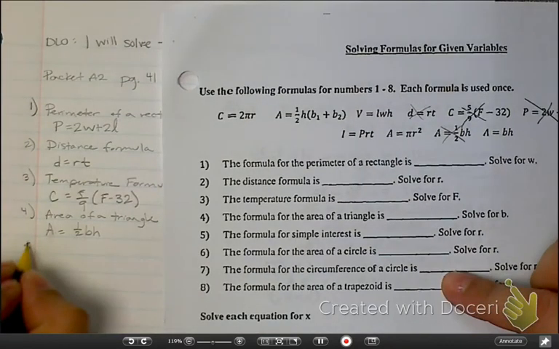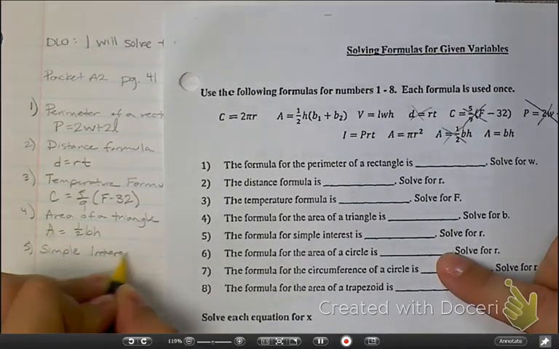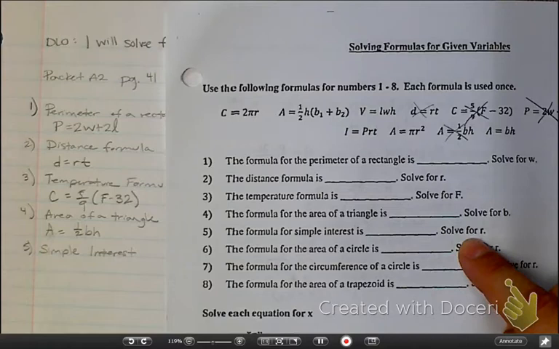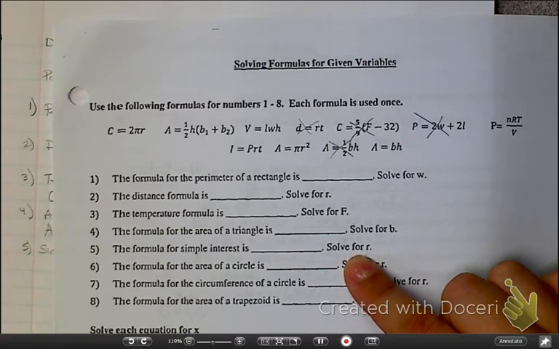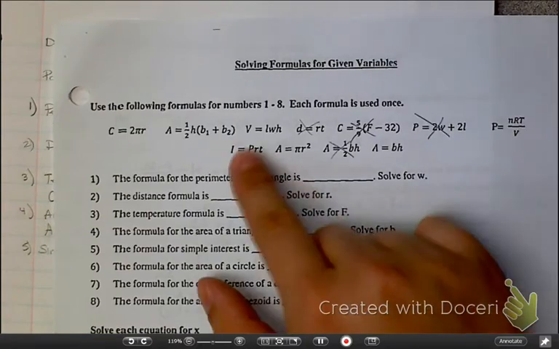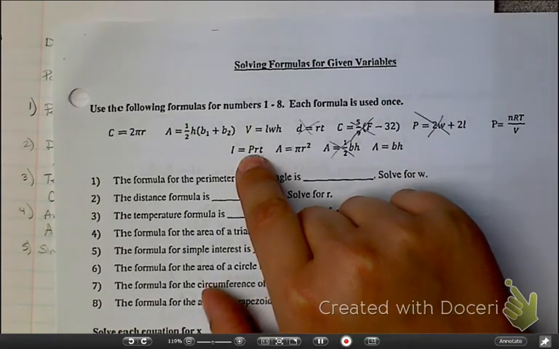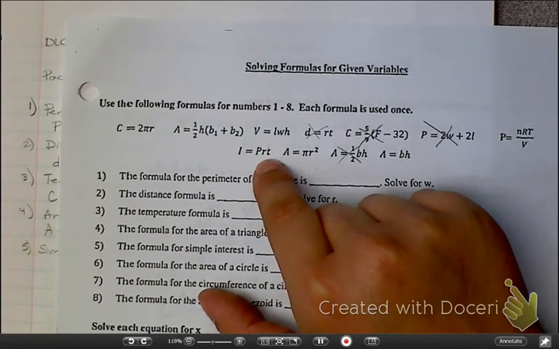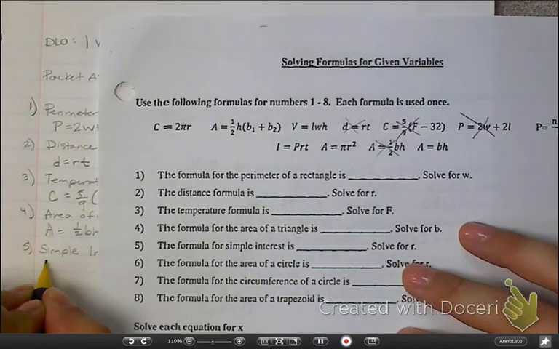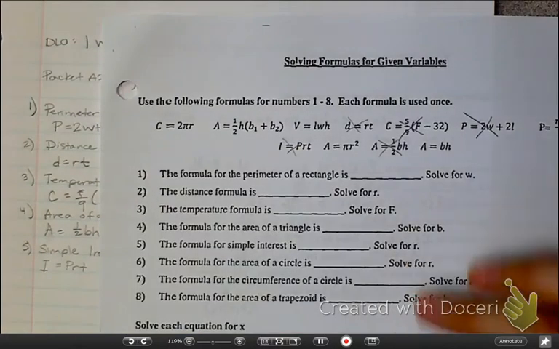All right, number 5 wants to know the formula for simple interest. I know it has an R in it. Interest starts with I, so are there any up here that have an R and an I in them? This one right here has an I and an R. You might not know what these stand for, but P stands for principal, the amount of money you put into the bank account. R stands for the rate, how much you're earning, and T stands for the time, how long you've left the money in the bank. So for simple interest, I equals principal times rate times time. And we've used that one now.